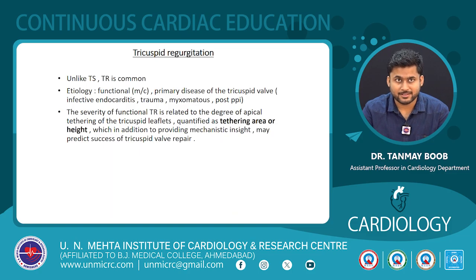For tricuspid regurgitation, unlike TS, TR is much more common, most common etiology being functional, that is secondary TR. While primary disease of tricuspid valve causing primary TR can be infective endocarditis, trauma, myxomatous valve, or the post-pacemaker status. The severity of functional TR is related to the degree of apical tethering of the tricuspid leaflet, which is quantified by tethering area or the height, which in subsequent figures we will be seeing, which in addition to providing mechanistic insight may predict success of tricuspid valve repair.